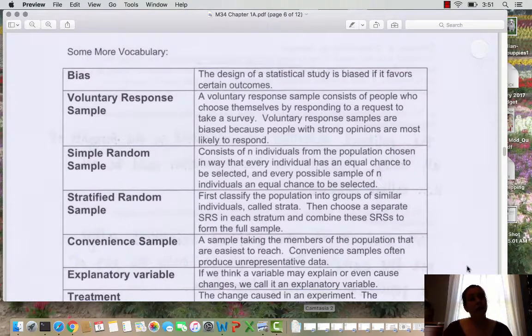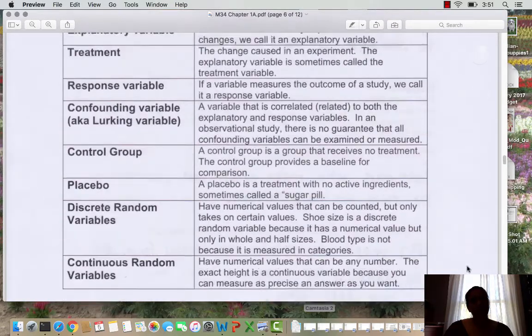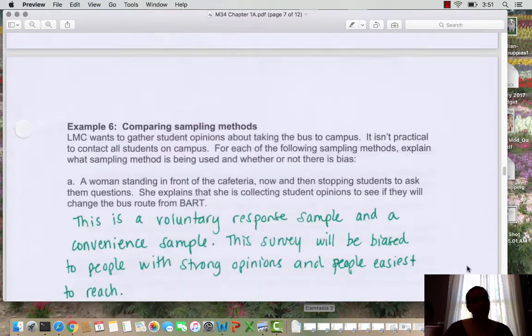Here's some more vocabulary, so make sure you pause the video or go back and read through this vocabulary in depth. And let's look at some examples using this vocabulary.